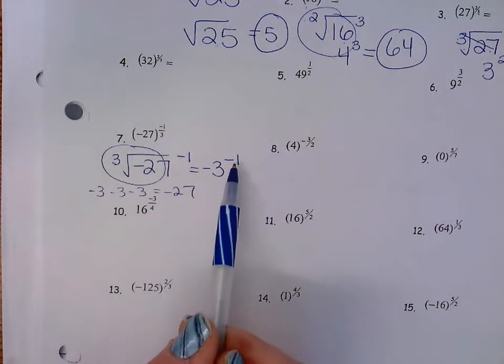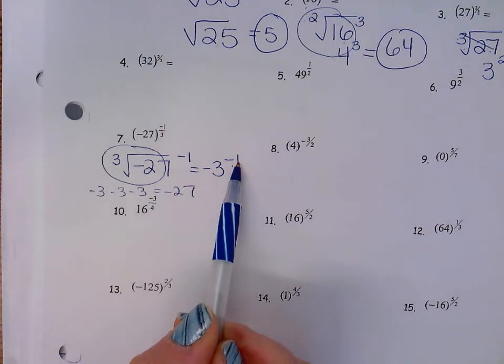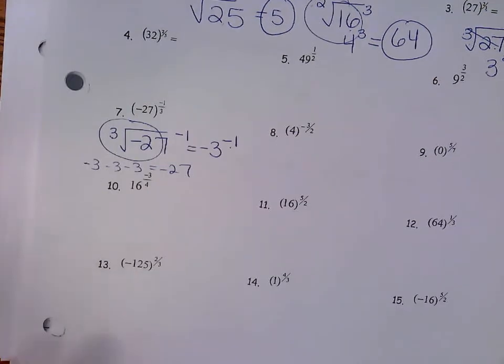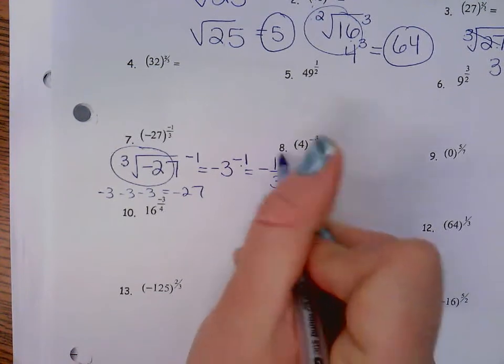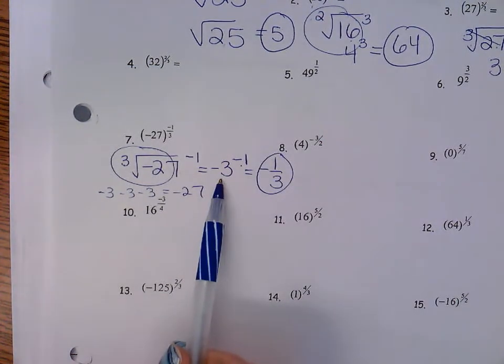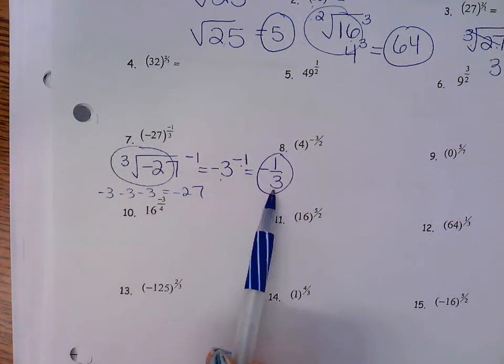What does a negative exponent do? It takes the reciprocal of your answer. So my answer is negative 1/3, because I'm taking the reciprocal of negative 3, so I get negative 1/3.